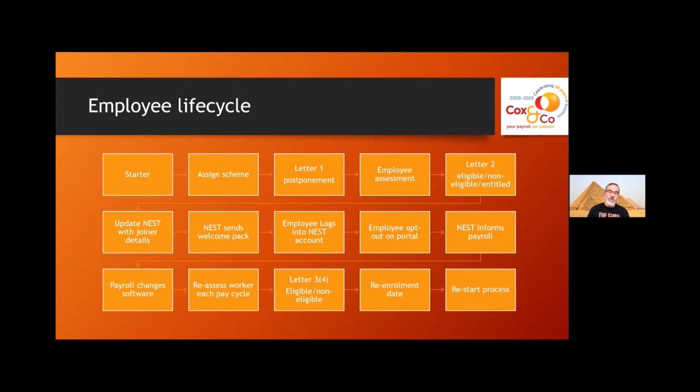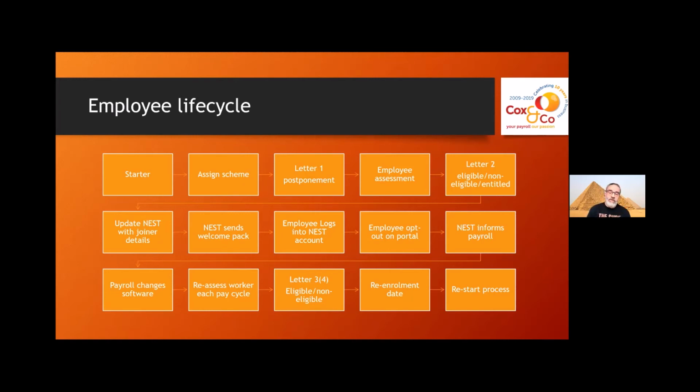So potentially 4 items of communication there that need to happen, with an additional communication from Nest, which gives them 2 bites of the cherry, 2 opportunities to see the communication and opt out of the pension scheme if they want to.